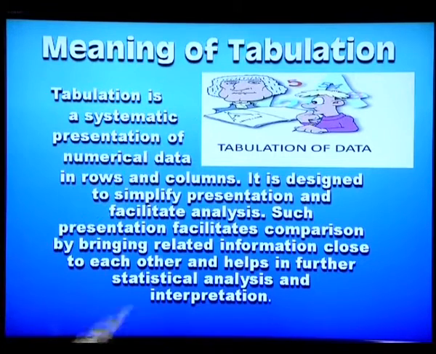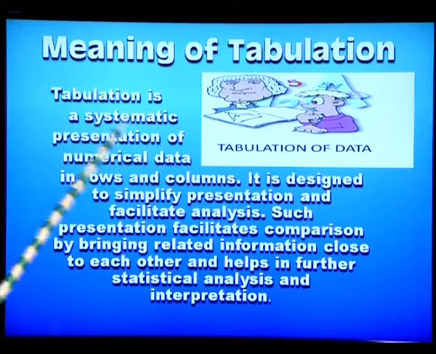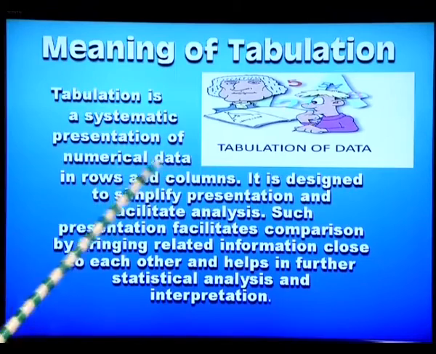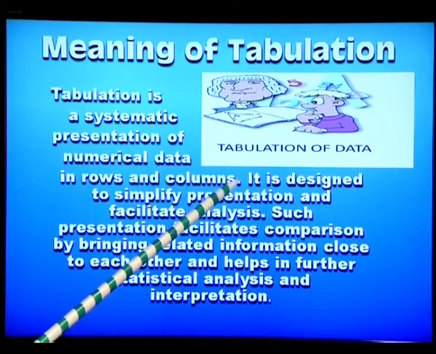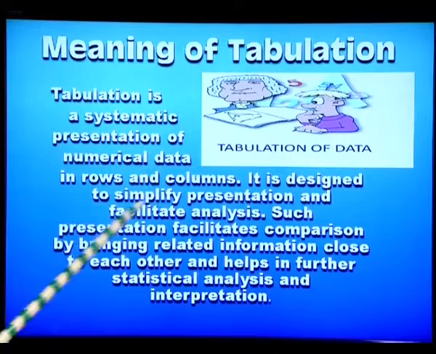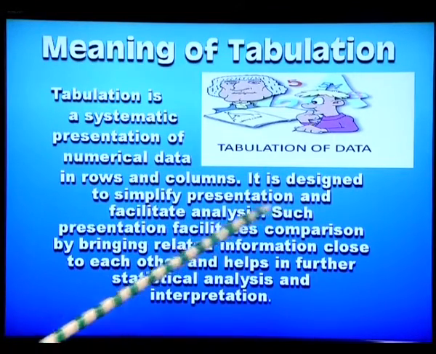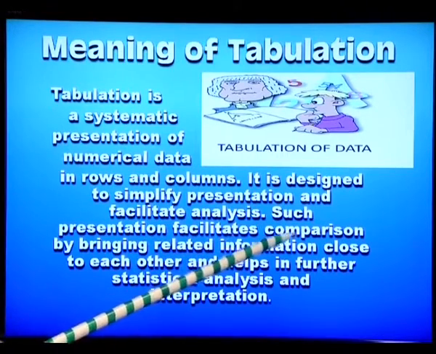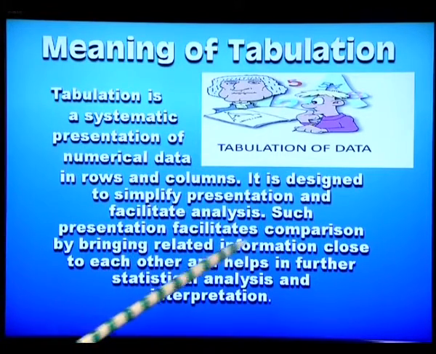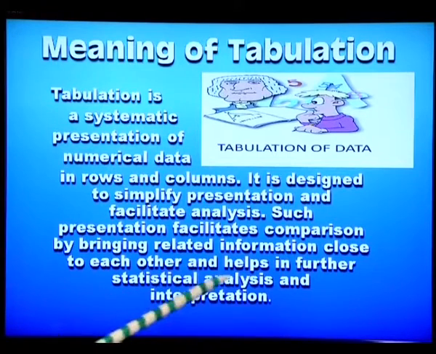Meaning of tabulation. The next way by which we can work with data is by tabulating it. Tabulation is a systematic presentation of numerical data in rows and columns. It is designed to simplify presentation and facilitate analysis. Such presentation facilitates comparison by bringing related information close to each other and helps in further statistical analysis and presentation.